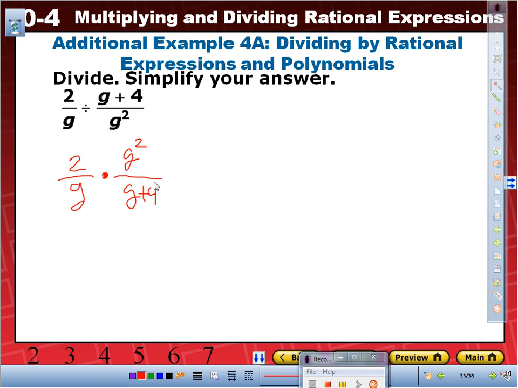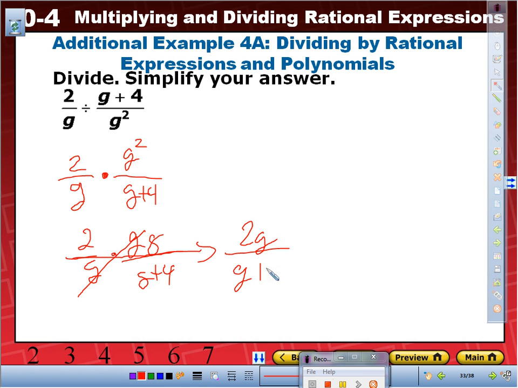For this one, the correct answer was 2 over g plus 4. If you don't see it, check this out. This is 2g times g over g plus 4. I'm going to multiply going that way. These cancel. We're left with 2g over g plus 4. Why didn't I factor out here a g? Because this one has addition. We can only factor out when there's multiplication.